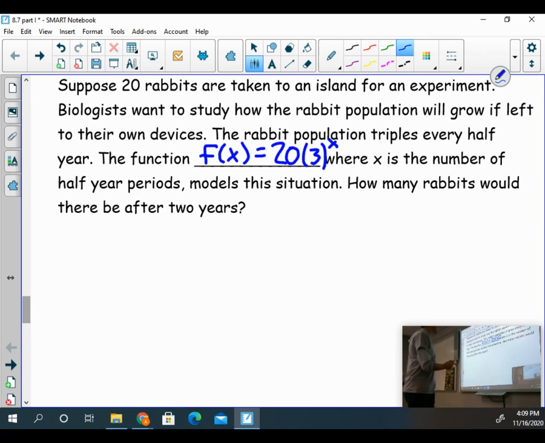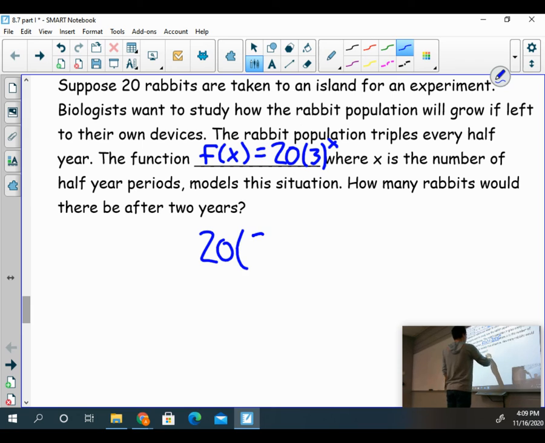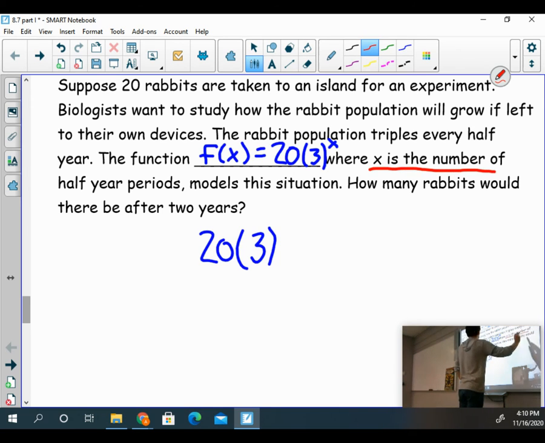Well, what I know I can do is if I want to figure out how many rabbits there would be after 2 years, I'm going to plug in a value for x, but this is where you had to be careful. X is the change in time. If you look at your definition above, x is the change in time. The temptation here is just to throw 2 in, but we shouldn't be putting 2 in. Why? Because x is the number of half-year periods.